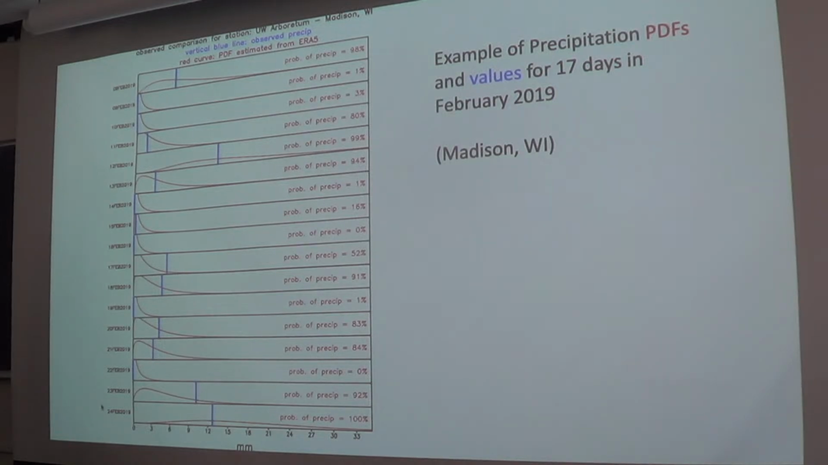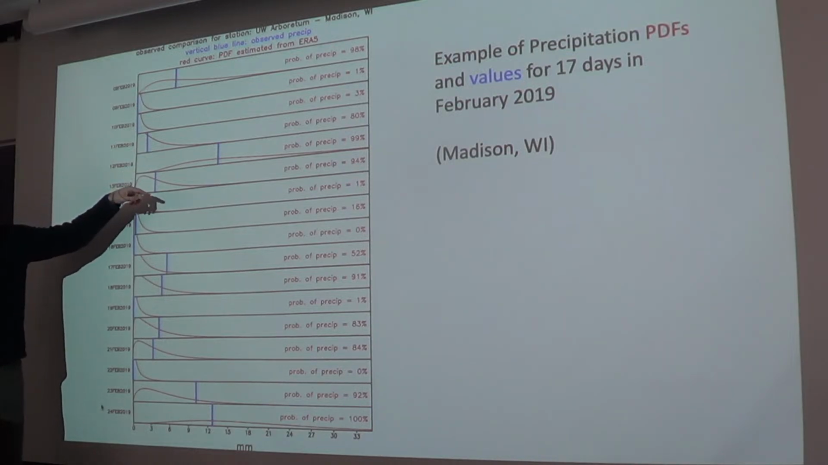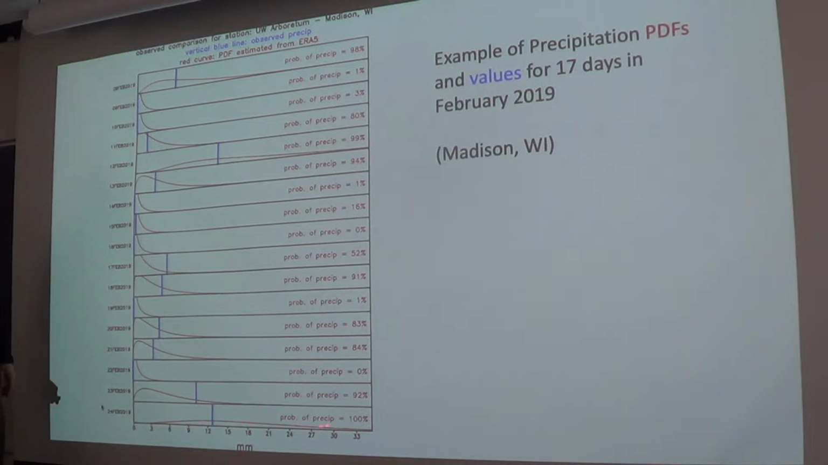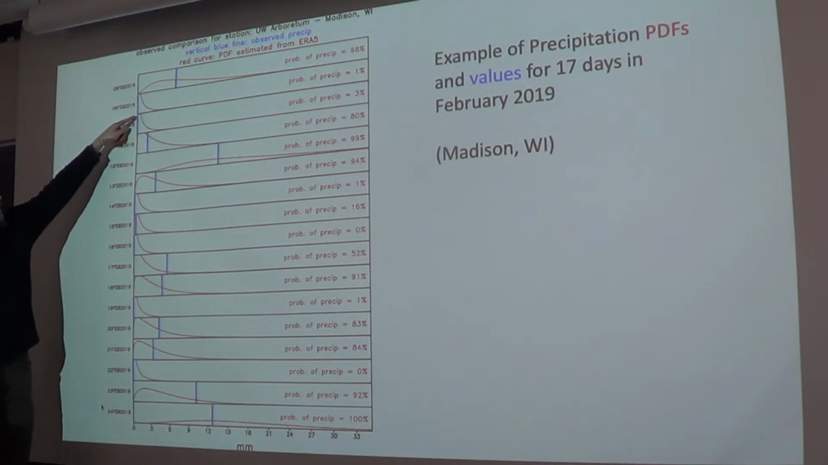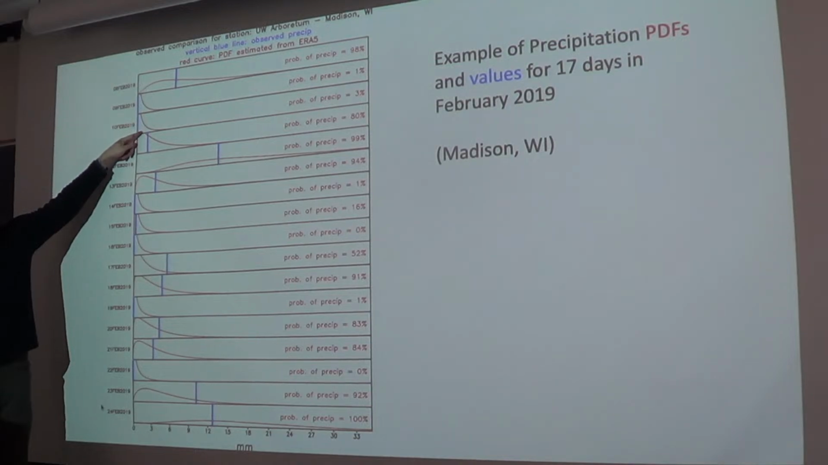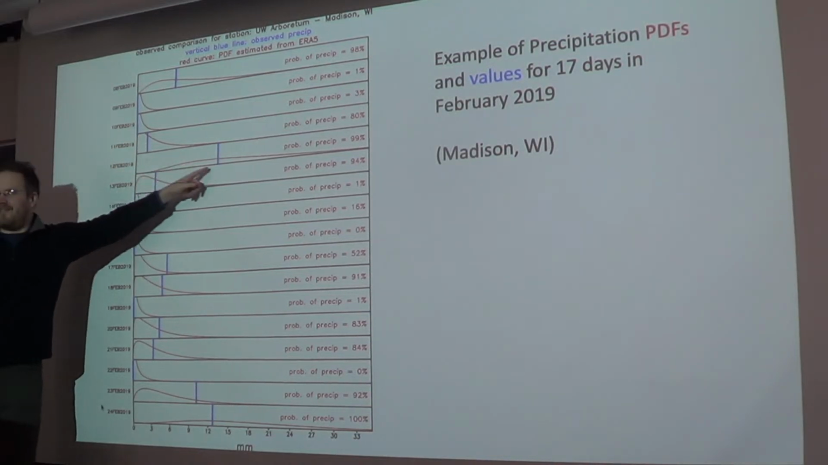So this is an example for a station of what we get after we fit our logistic regression and our gamma distribution. This is February 2019, the 8th through the 24th. Each of these little boxes is a day: the 8th, the 9th, the 10th, the 11th. And the blue bar is what happened on this scale here. So here's millimeters. When the blue bar is right here, that day it didn't have any precipitation. And here it had a small amount, and here it had a larger amount.